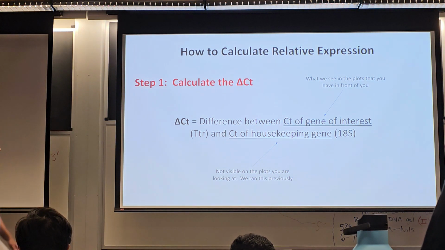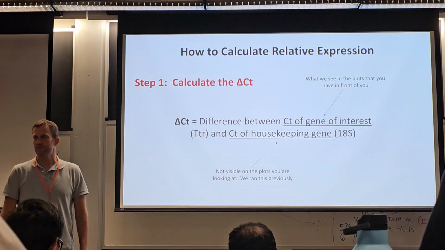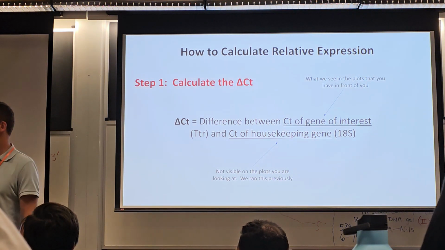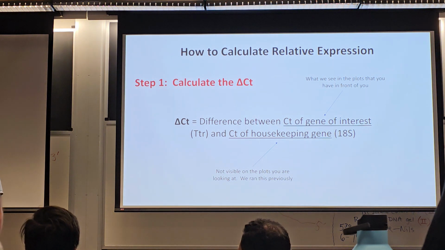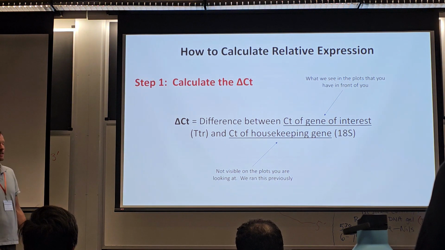The way we do that is through a calculation called delta-delta CT. Okay, so here's the math portion of the summer workshop. I know there's some other math portions, but this is a math portion. But it's an easy math portion. No big problem. The first thing we do is we calculate a delta CT.